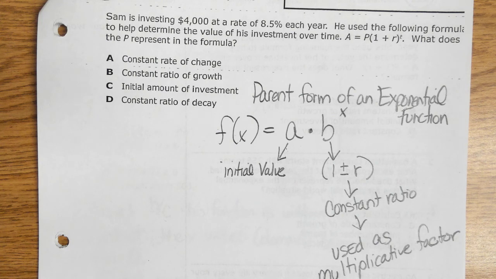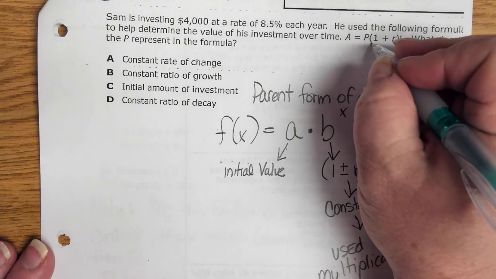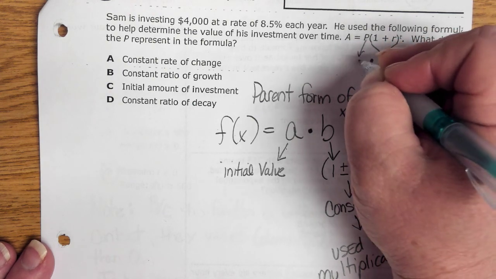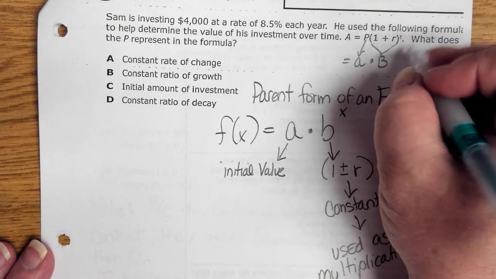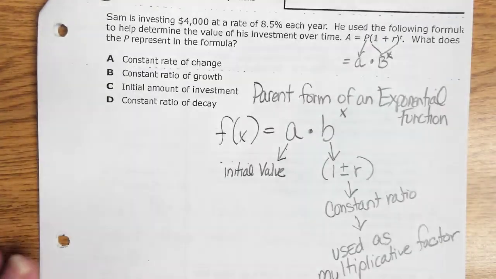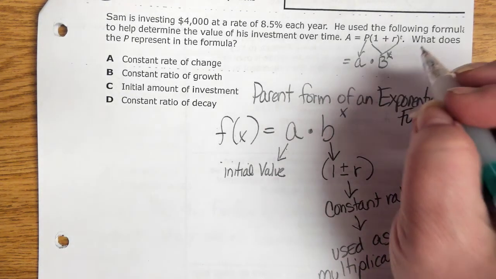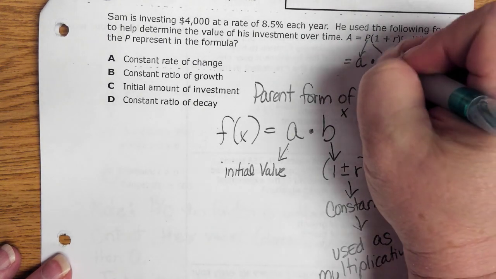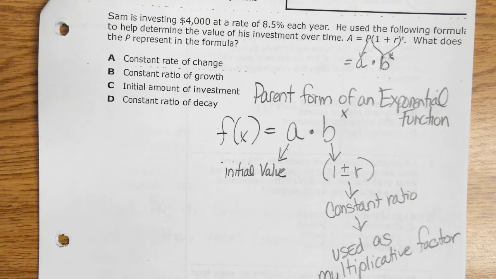So if Sam is investing $4,000 at a rate of 8.5% each year, he used the following formula to help determine the value of his investment over time. This part right here is representing your b. This is representing your a in your formula, and that is to the power of time, right? That would be your x. And it's a little b, not a big B, because big B represents something different. So what does the P represent in the formula?